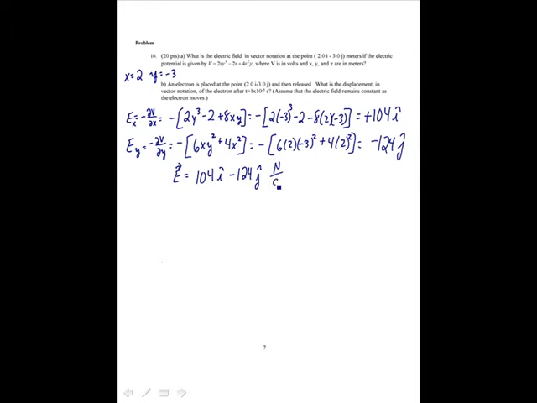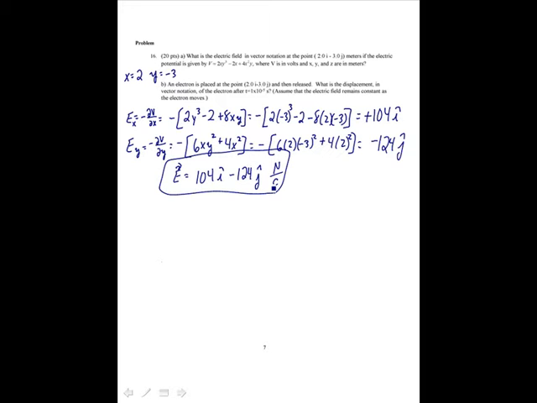That's in newtons per coulomb or volts per meter, whatever you choose. Alright, now in part B you're supposed to find the displacement in vector notation after a certain amount of time. And you're also supposed to assume that the electric field remains constant as the electron moves.